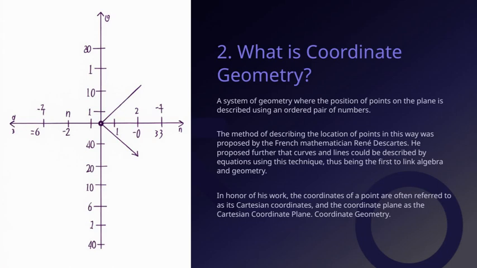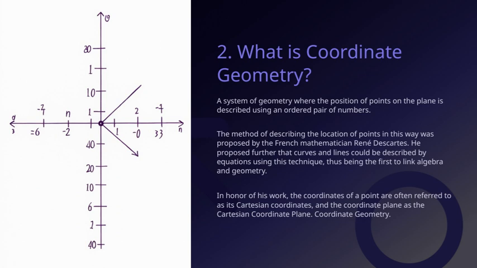In honor of his work, the coordinates of a point are often called its Cartesian coordinates, and the entire coordinate plane is known as the Cartesian coordinate plane. This approach is what we refer to as coordinate geometry. The key idea here is that it provides a systematic way to describe the location of points in a plane using ordered pairs of numbers.